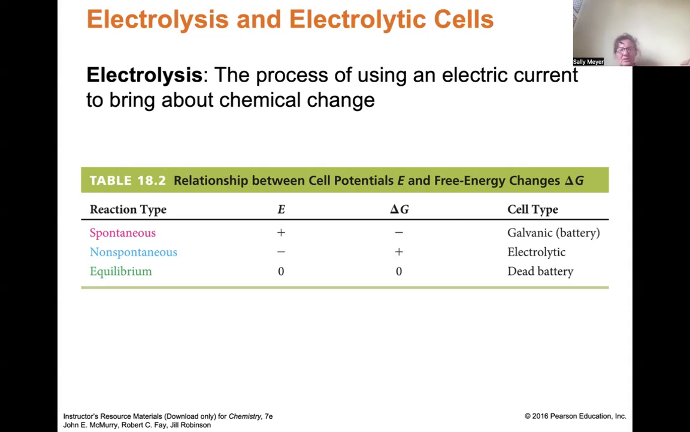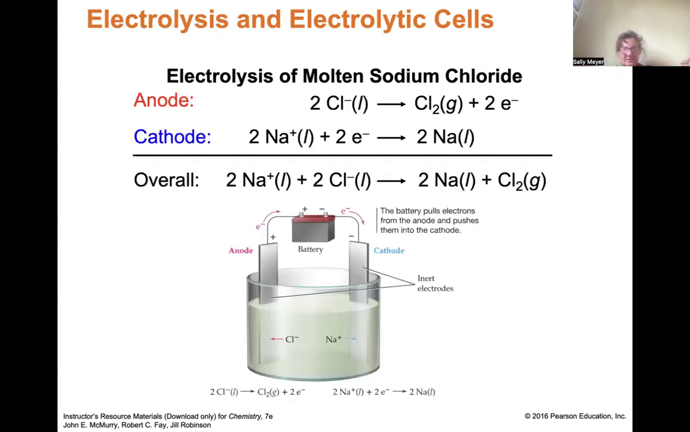And then when your battery's at equilibrium, it's dead. So you either have to force it backwards by recharging it, or throw it away if it's not a rechargeable battery. So this is showing you a few different kinds of chemistry. So, what we use electrolysis for: we use electrolysis to make a lot of resources.